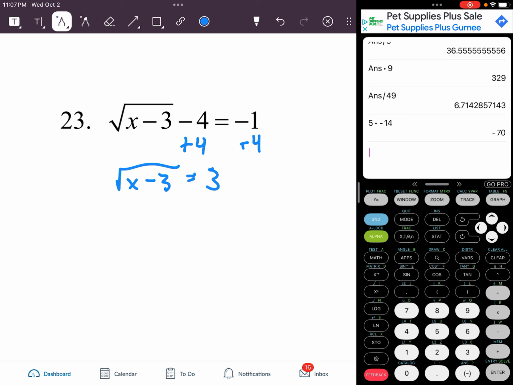Now, since the square root sign is isolated and by itself, we can square both sides of the equation. The square root and the square cancel each other out. X minus 3 is equal to 9. We add 3 to both sides, and x will equal 12. If you want to put that in the equation, 12 minus 3 is 9. The square root of 9 is 3, and 3 minus 4 is -1, and that checks out.